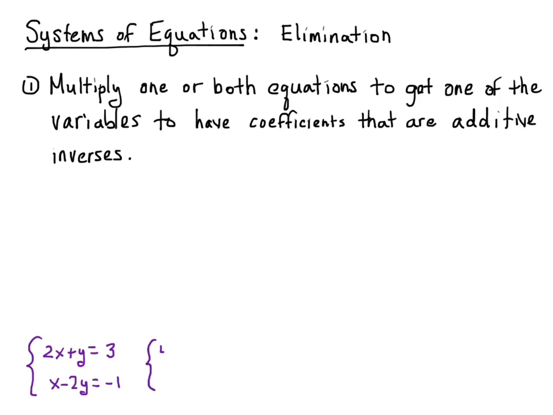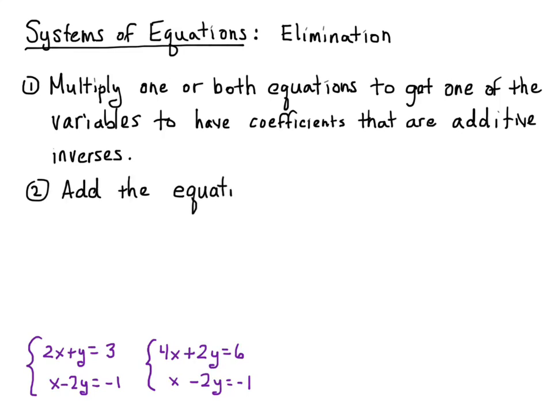So with this first step, what I'm choosing to do is multiply the first equation by 2, and I multiply all the terms through, so I get 4x plus 2y equals 6. And you see I've reached my goal where I have this 2y and this negative 2y. So there you go. You have the additive inverse of one of the variables in both equations.